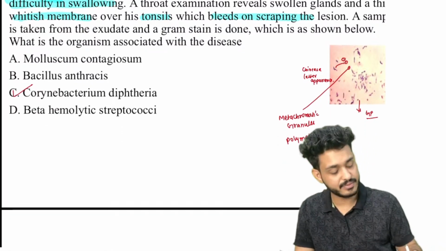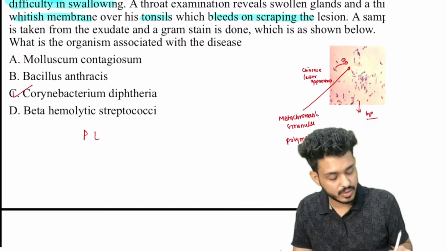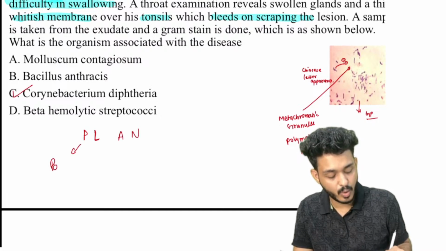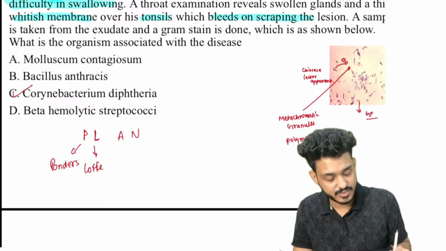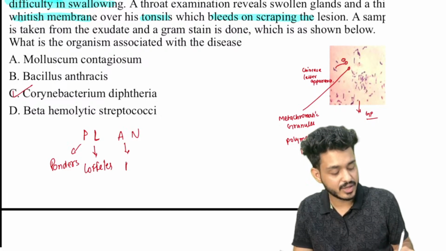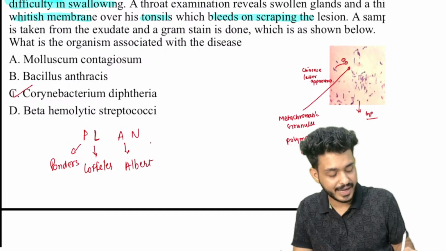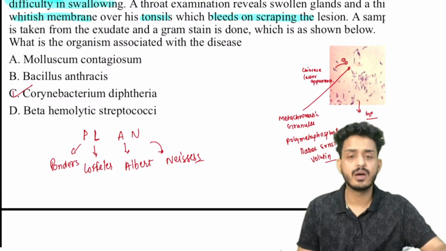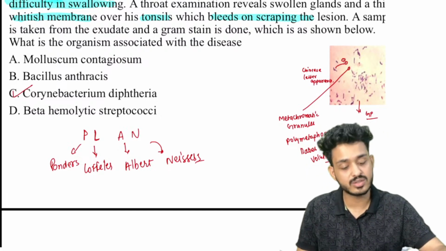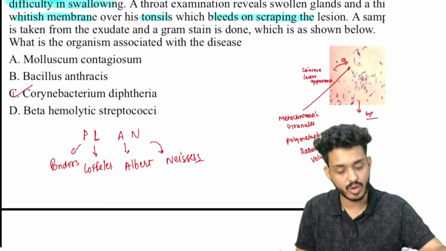What are the stains that we can use? We can use four types of stain. P for plain, we can use Ponder's. L for Loeffler's, that is the best one. A for Albert stain, and N for Neisser stain. Can anyone tell me, is diphtheria a bacteremia or a toxemia?